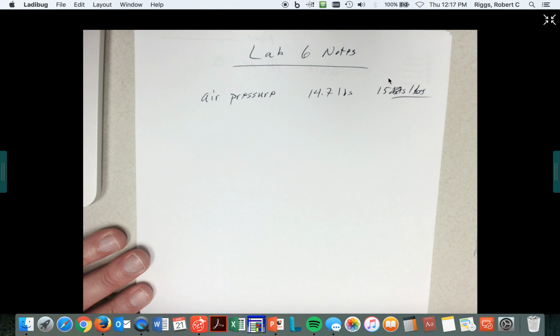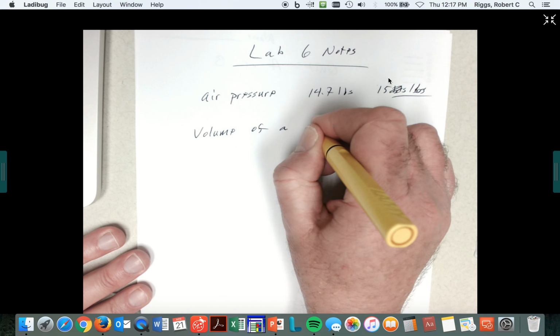Okay, and then we had a volume problem. How do you find the volume of a sphere? Let's say we've got a volume of a sphere.